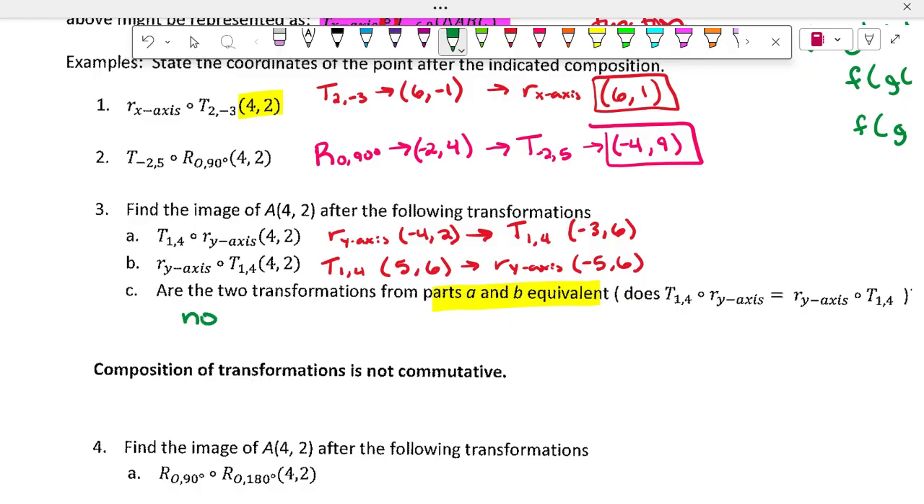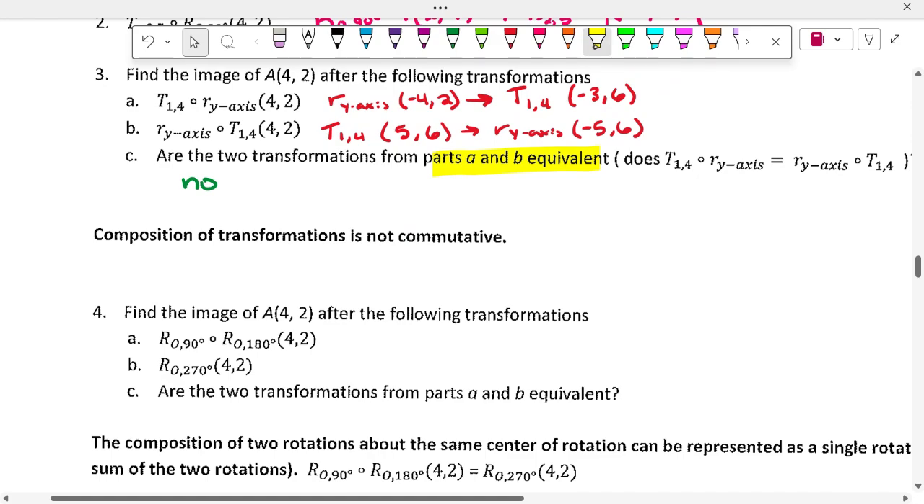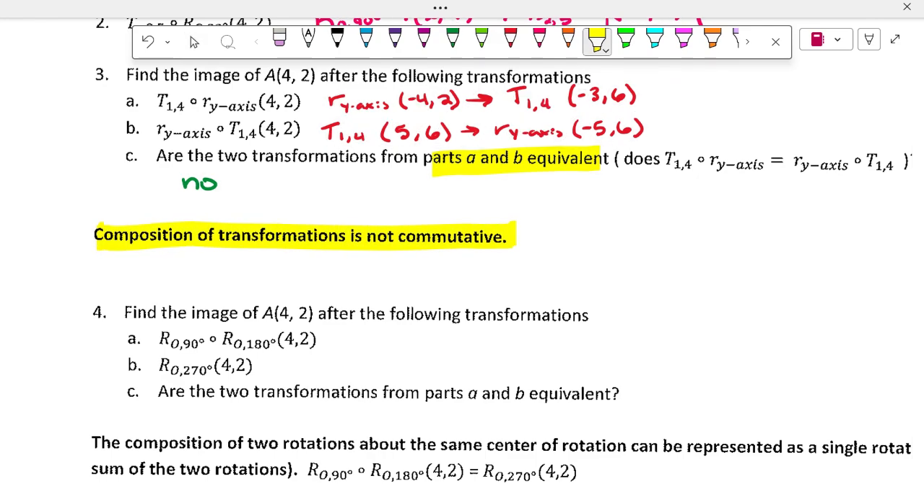So like I said earlier when we did the first activity, order does matter. There are very few instances where if you flip-flop the order, you would get the exact same figure that you're supposed to get. Very, very few instances where that happens. All right, so composition of transformations is not commutative.